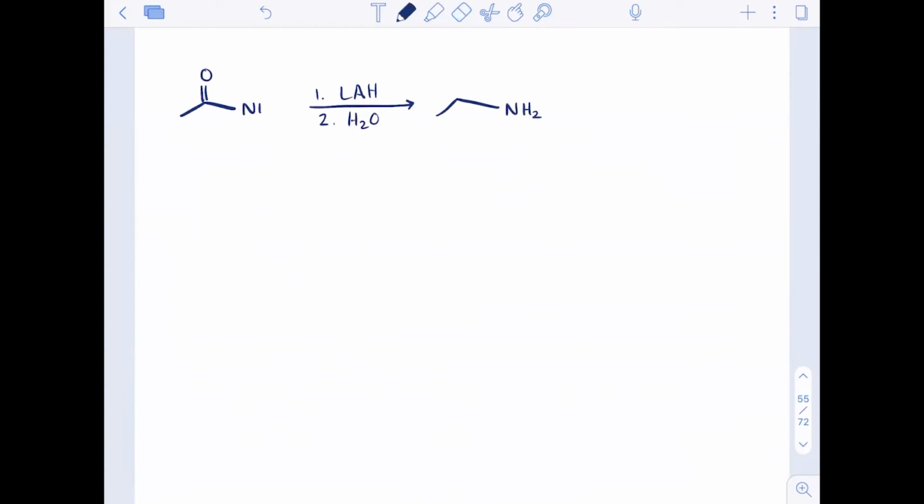It needs to actually pull off one of the nitrogen hydrogens. So we can't do this reaction with a tri-substituted nitrogen. It needs to at least have one hydrogen on here. So lithium aluminum hydride, let's just draw that out.